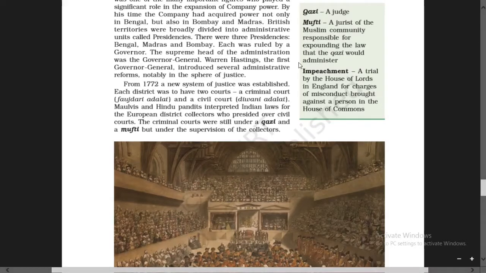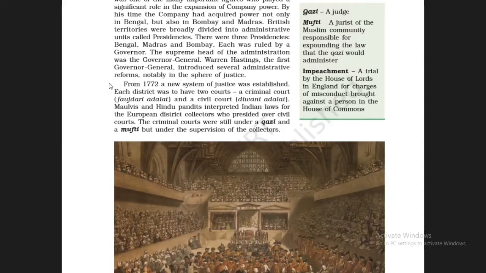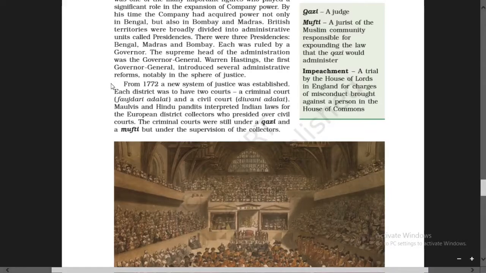Warren Hastings, the first Governor General, introduced several administrative reforms, notably in the sphere of justice. Reforms means administrative reforms, means making changes. Warren Hastings made many changes which were remarkable in the sphere of justice.